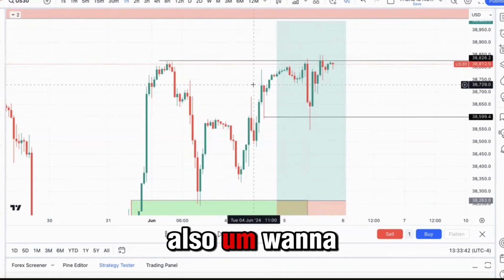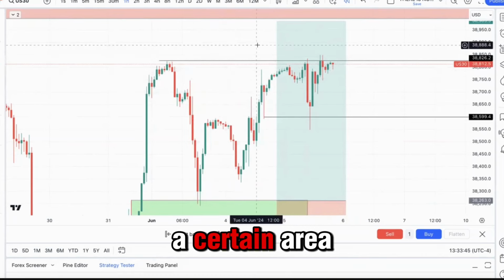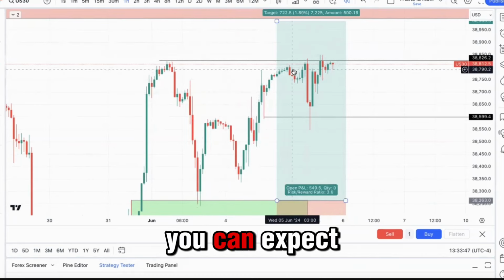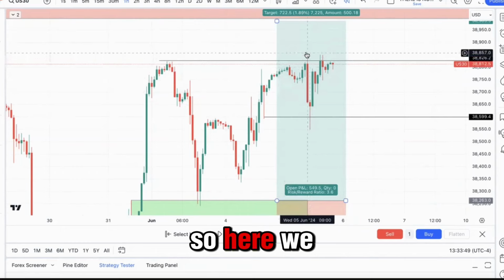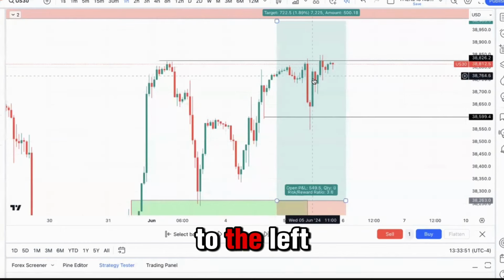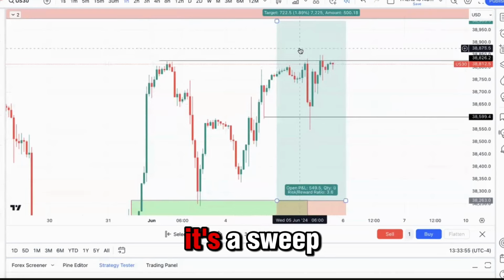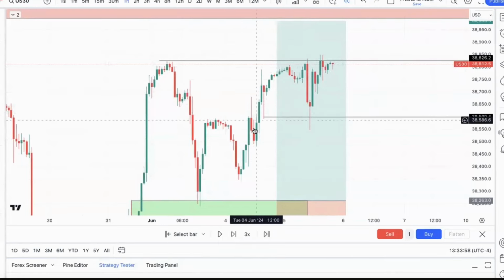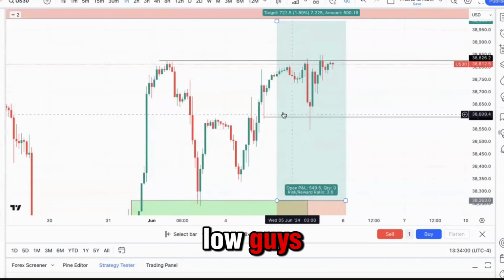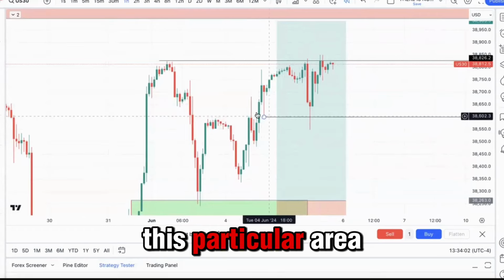Also, we want to note when we hit a certain area or we take out a certain high, you can expect a retracement. So here we took out this high over to the left, and after taking out this high, price comes down and it takes out a low. A sweep for a sweep, right? Coming into this low, guys, notice that it does not leave this particular area.